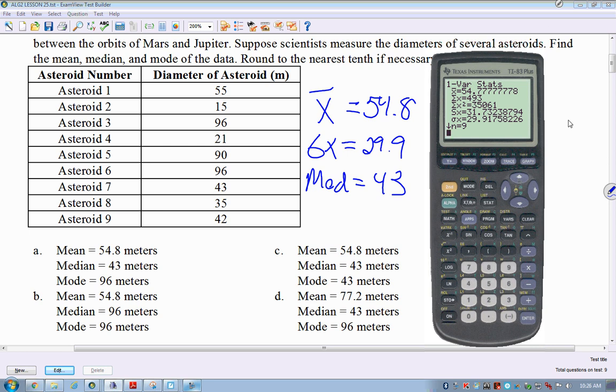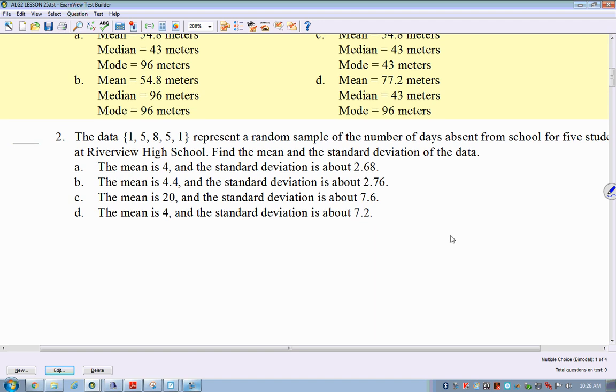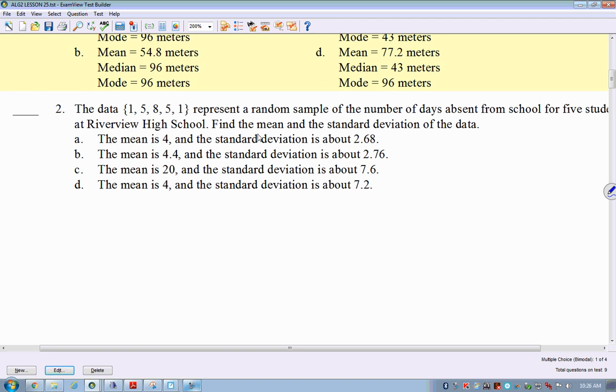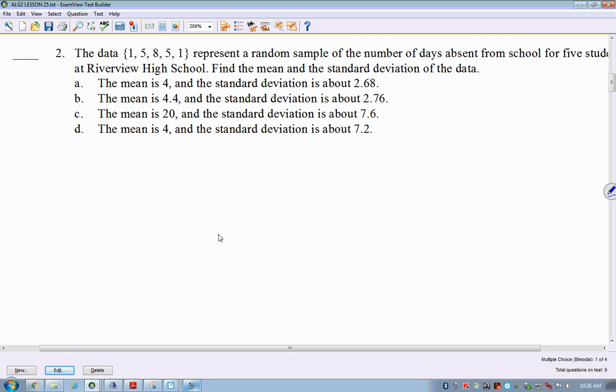All right, so let's come out of here. Now on this next one, it wants the mean and the standard deviation. We're going to do this one with pencil and paper, okay? So we want the mean and the standard deviation.